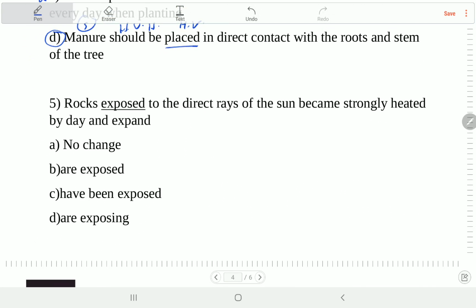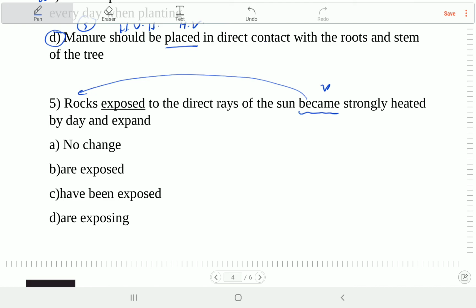Okay, number 5. Let's take 2 or 3 seconds to think. Rocks exposed to the direct rays of the sun became strongly heated by day and expand. What did we notice here? There is became, there is a verb. So whose verb is this? It belongs to rocks. So I need a modifier. You need something to describe the rocks. So let's see where the verb is.